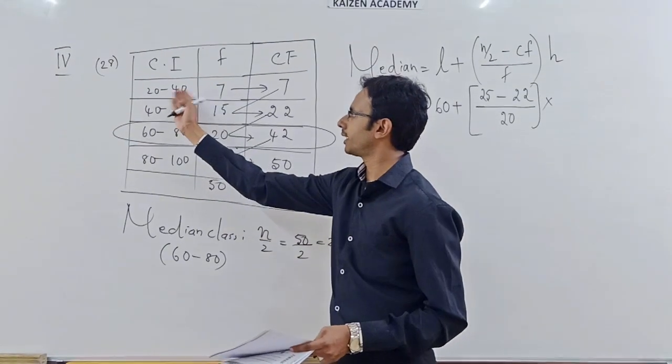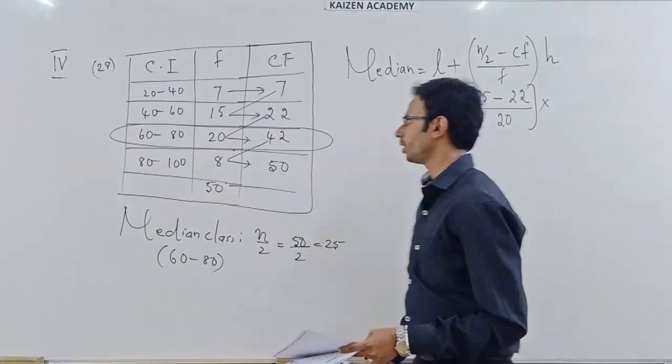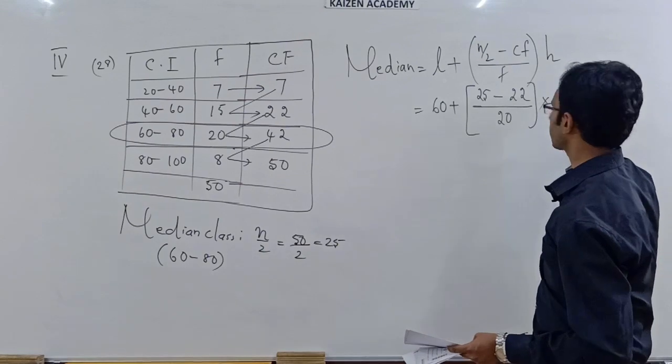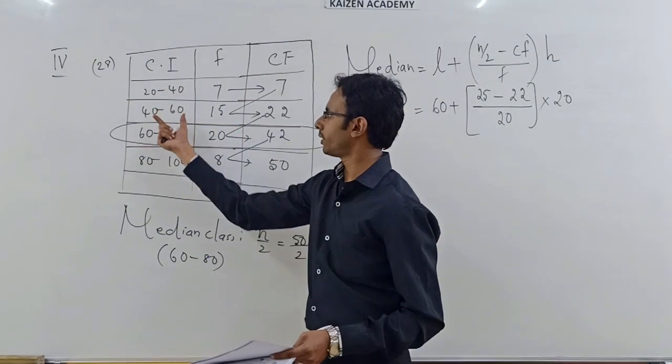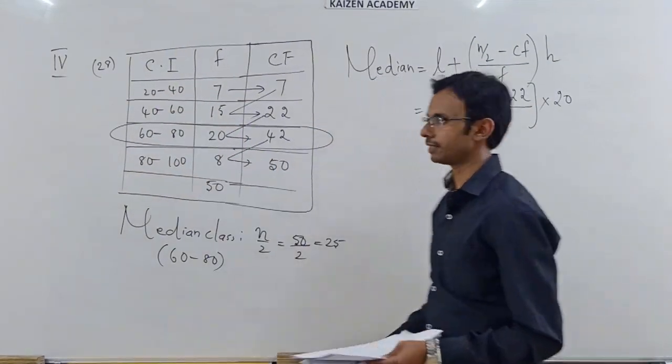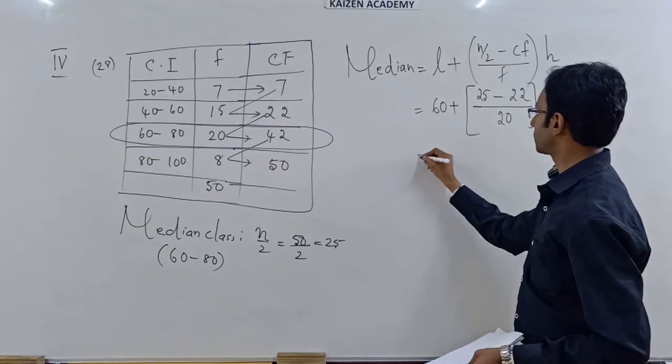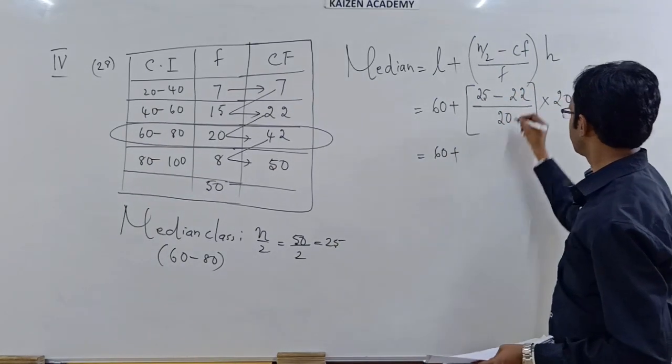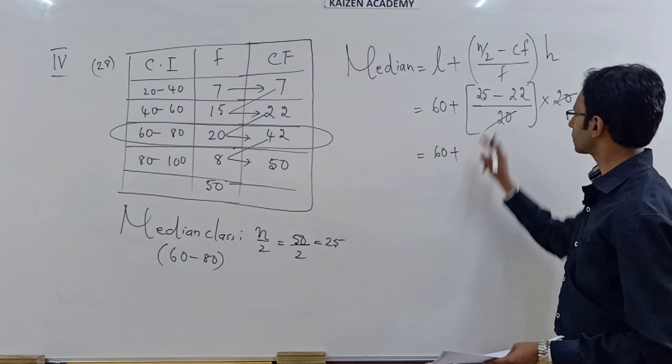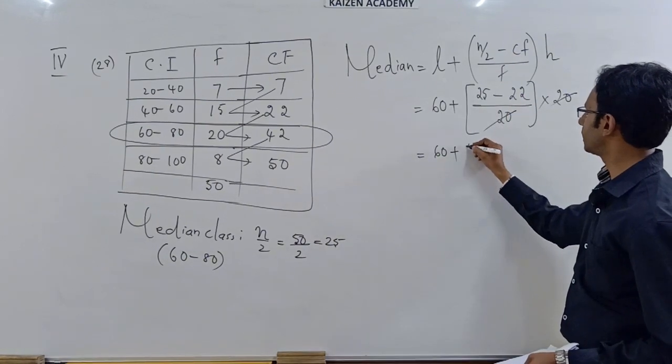20 to 40, if you take the difference of these two, you are going to get 20. So in each case there is a difference of 20, therefore class interval is 20. So this 20 and this 20 will cancel out. 25 minus 22 is 3.